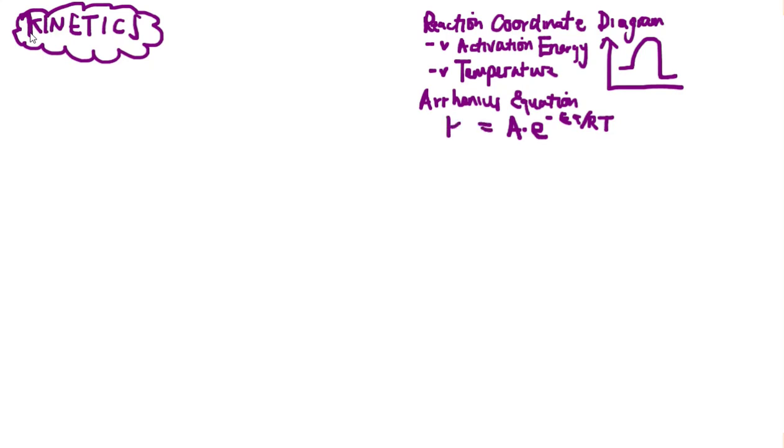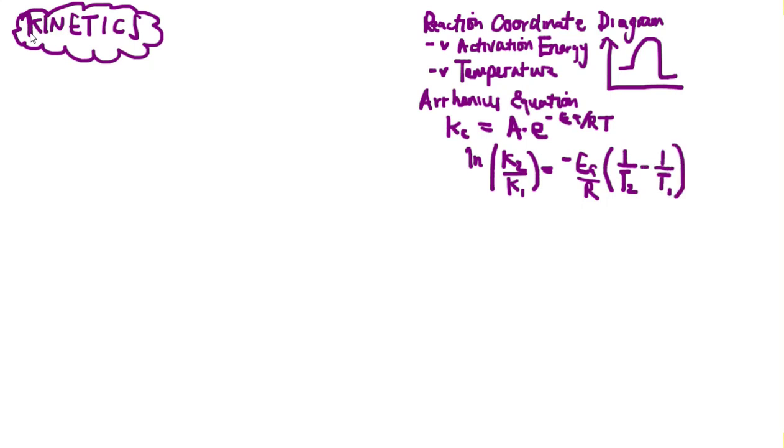We'll be able to discover more about the rate of a reaction, where to actually solve for that we use the ln of K2 over K1 equals EA over R, which is the slope of the line, and this is multiplied by the change in the inverse of temperature on the x-axis.